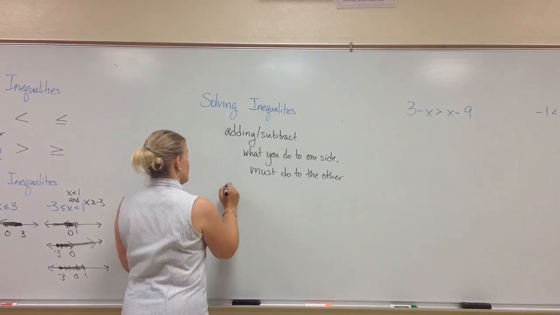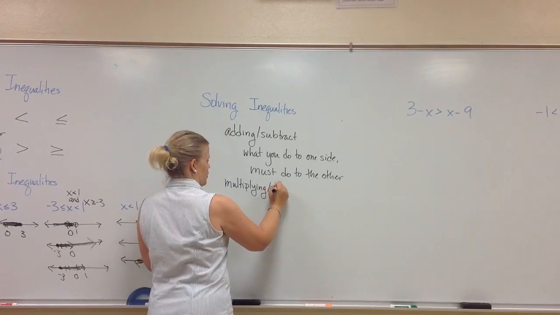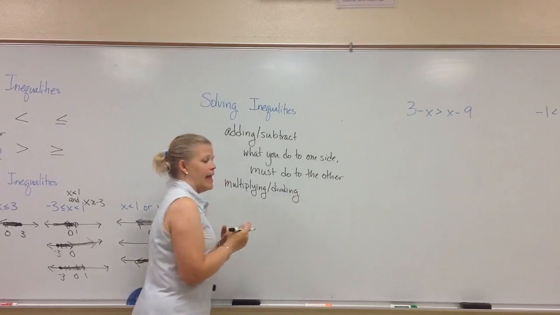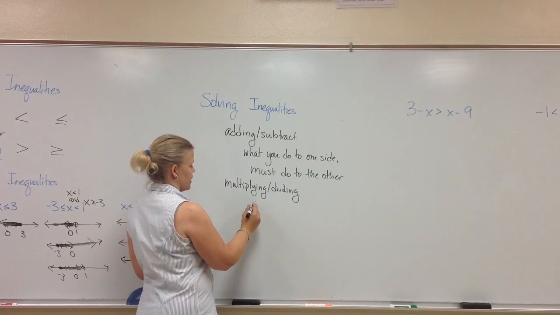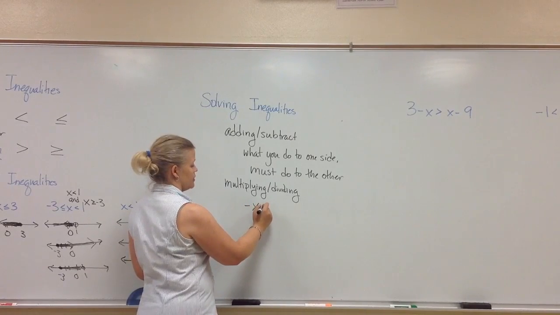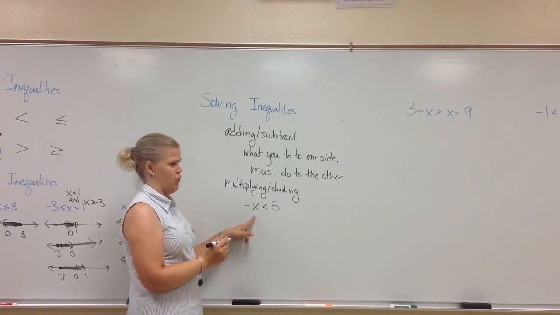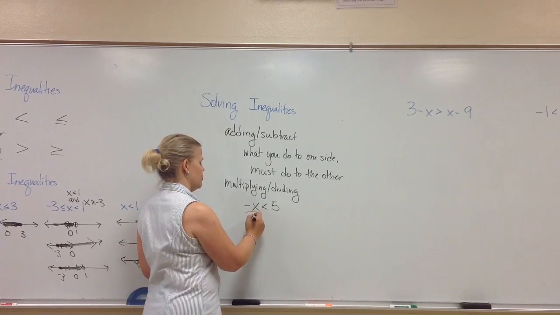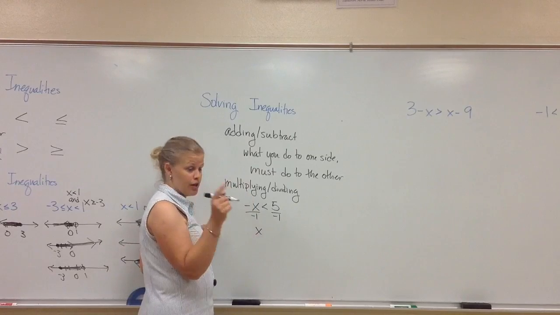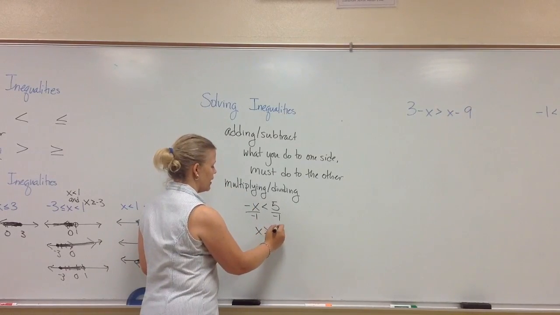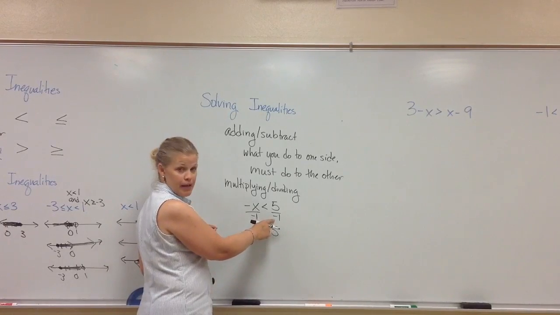But now what we need to worry about is multiplying and dividing. And hopefully some of you have seen this before. If you have something like negative x less than 5, how would you get the x by itself? Oh, Mrs. Roth, we've seen this before. We know. You would divide each side by negative 1. Okay? I agree with that, but here's the trick with inequalities. You actually have to flip that inequality symbol if you are dividing by negatives, okay?